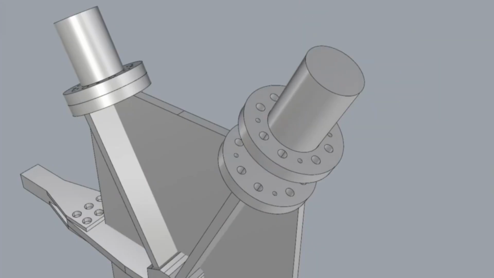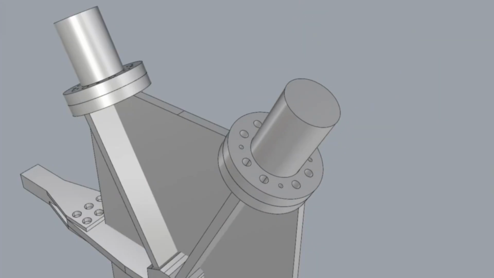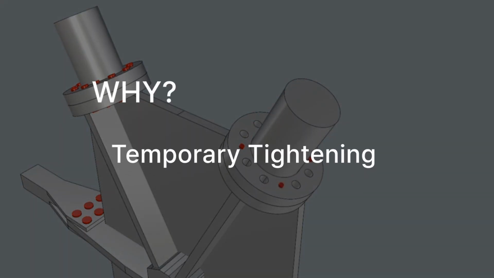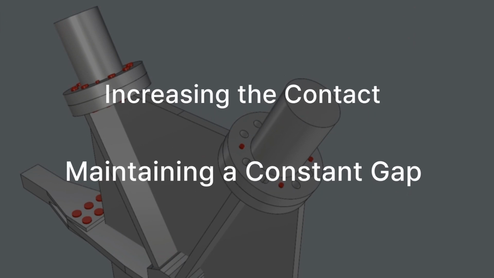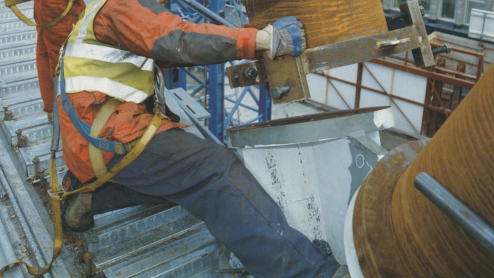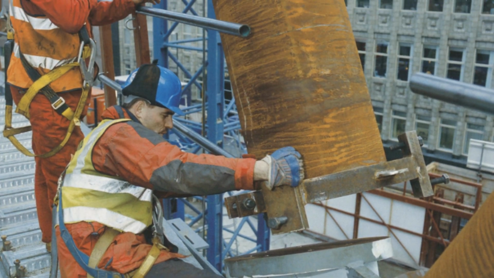Now, once the components are in place, temporary tightening work must be carried out. But why is temporary tightening necessary? Temporary tightening plays a role in increasing the contact between components and maintaining a constant gap before the final tightening. In a diagrid structure, the components must be in the exact position to effectively transfer the load.